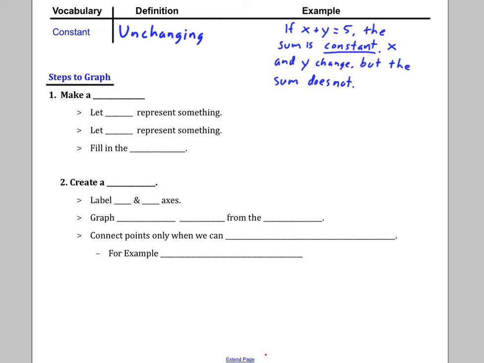When we graph these equations, or any equations, we start by making a table. If it's a word problem, we start by letting x represent one of the variables in the problem, and y represents the other. Then we fill in the table.